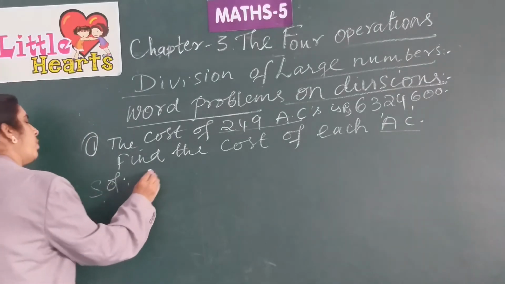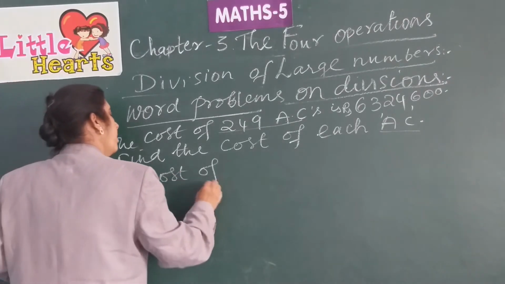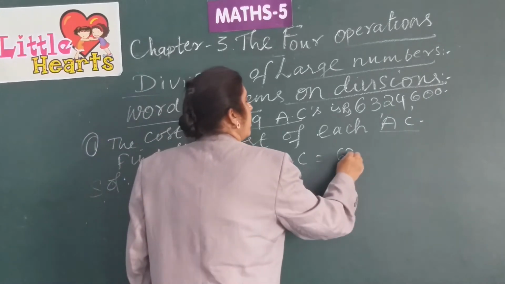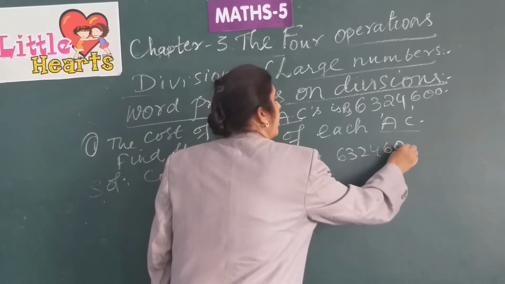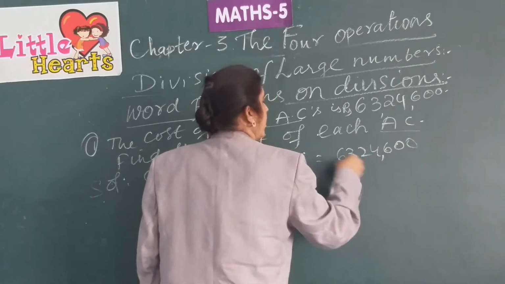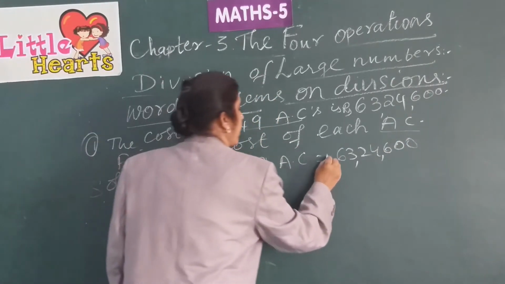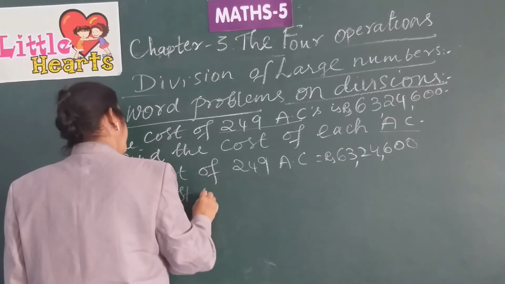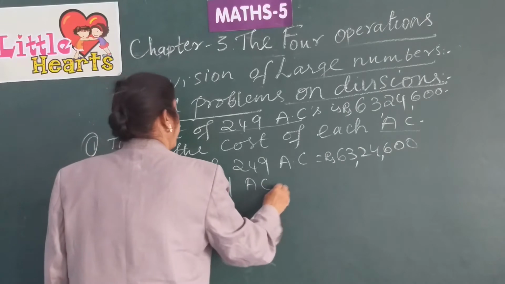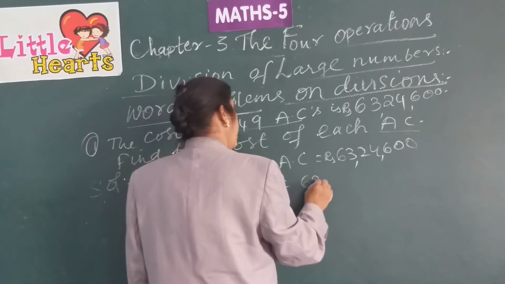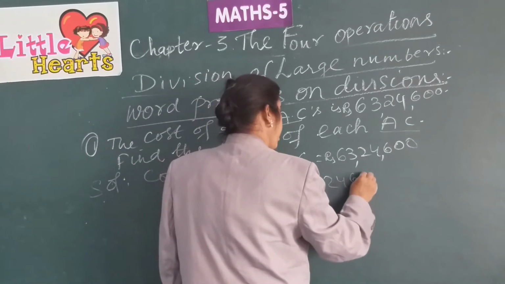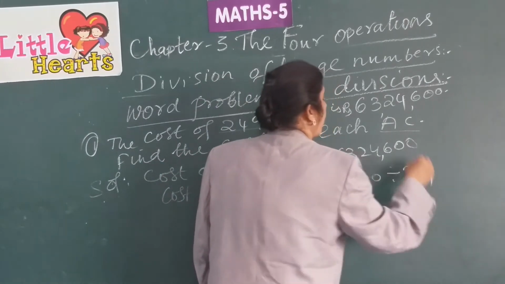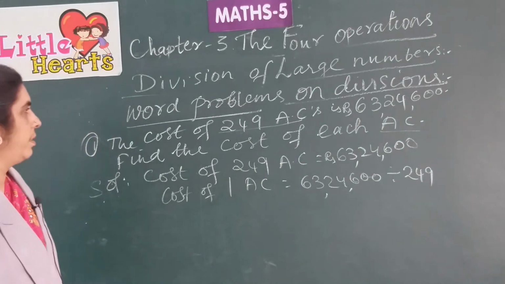So write the statements. What is given? Cost of 249 air coolers is 63,24,600 rupees, and the cost of one AC is equal to 63,24,600 divided by 249.